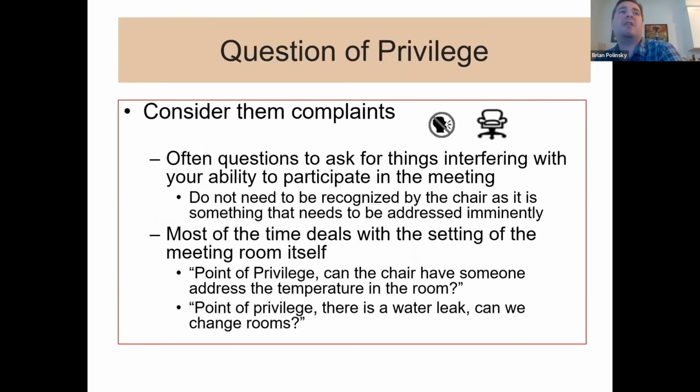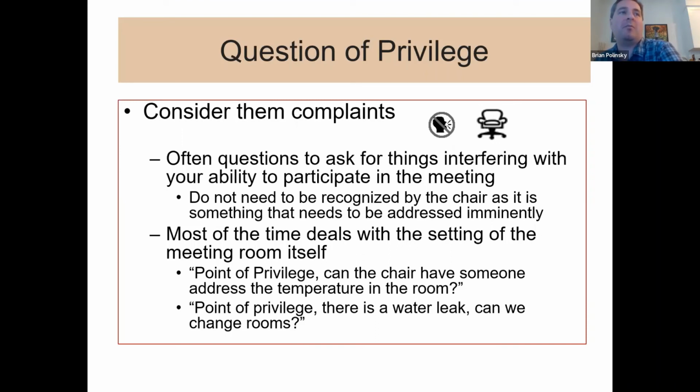Another type of motion is a question of privilege. These are relatively minor. You can consider them just kind of complaints about things related to the meeting itself. These are things that are not debatable and are recognized and dealt with by the chair. Often these questions ask for things interfering with your ability to participate in the meeting. Most of the time it deals with the setting of the meeting room itself.